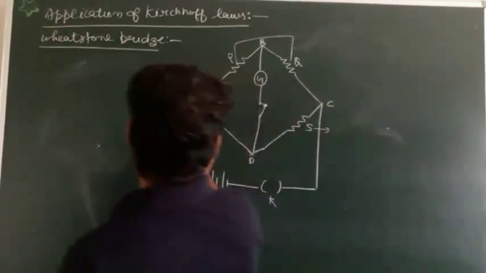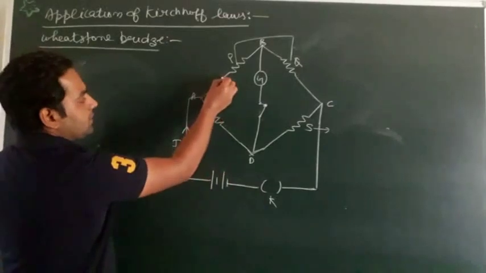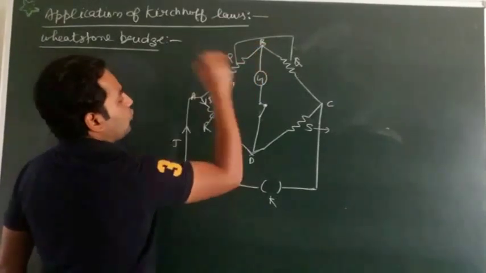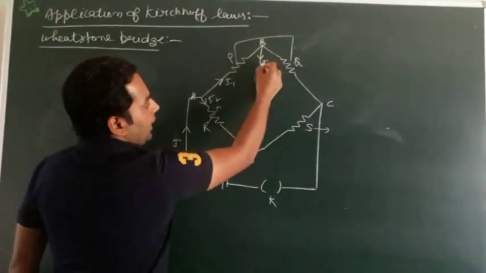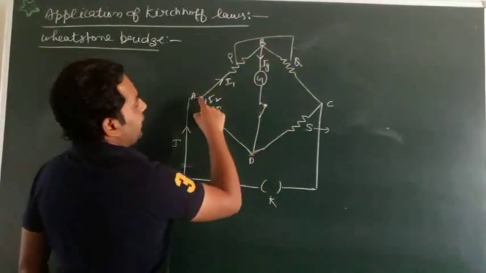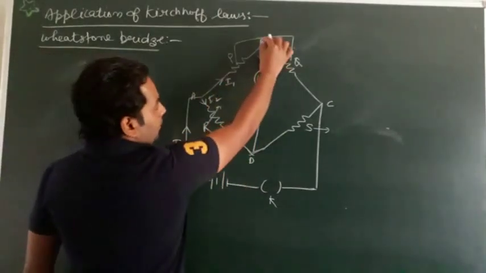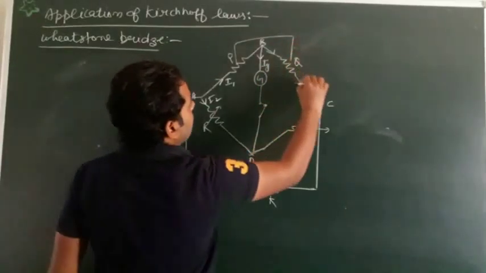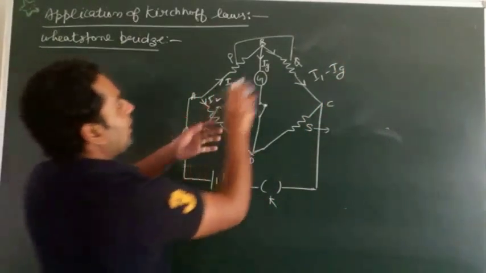let I be the current coming from the battery, I1 the current that flows through this arm, and I2 the current that flows through that arm. When current reaches here, in the galvanometer arm, Ig is the current. If I1 is the current in AB, then some part of I1 moves from B to D, and that is Ig. The remaining current in that arm is I1 minus Ig.